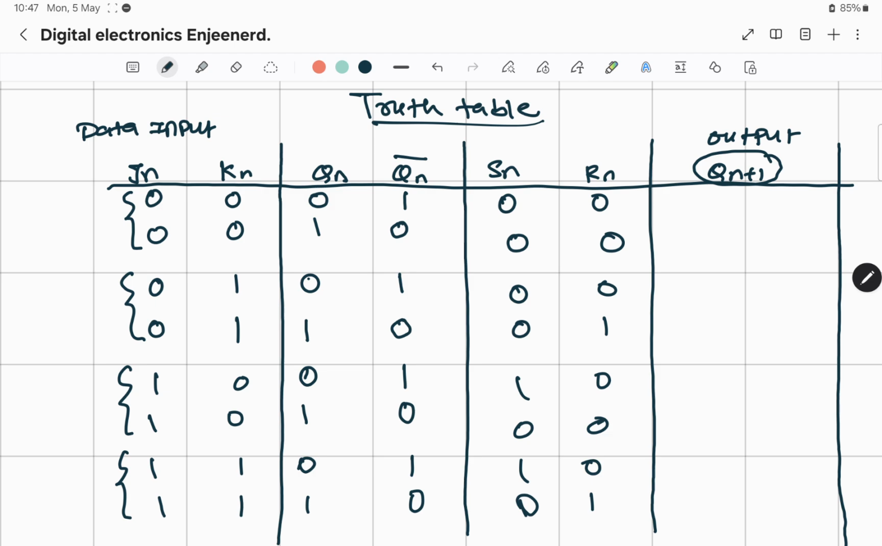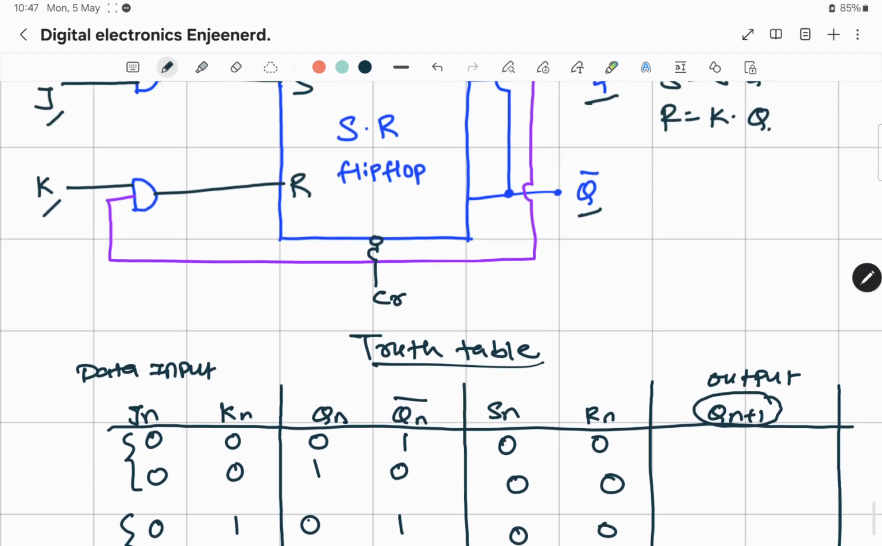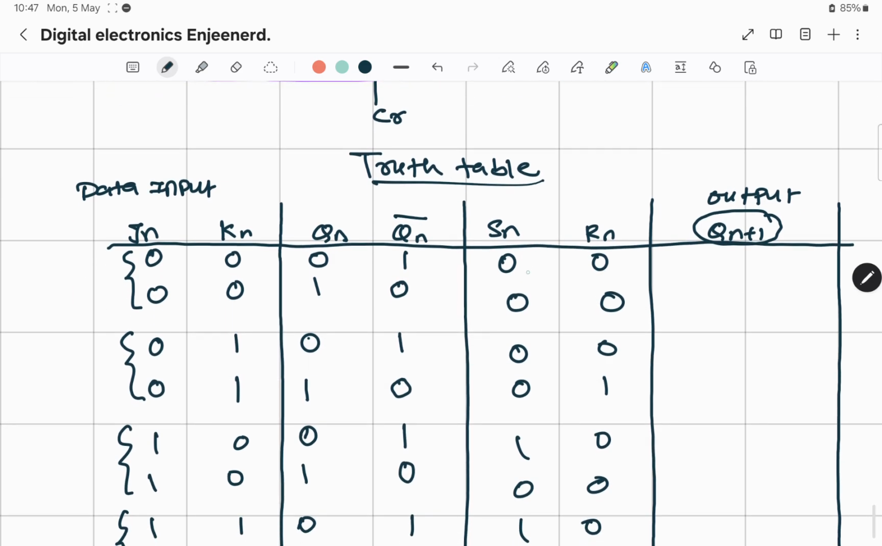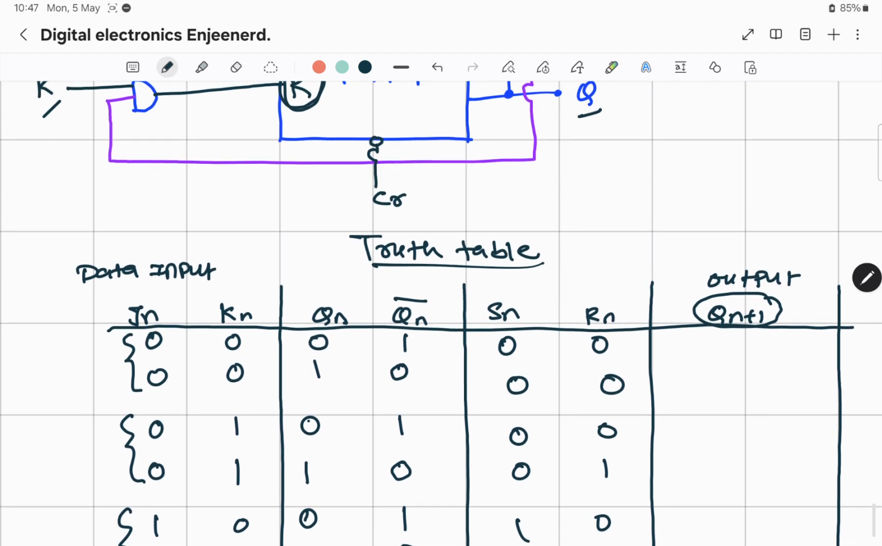Okay, so I have written down the values. Now since the input to the flip-flop is going to S and R, I will use this S and R truth table to get my values of Qn plus 1, right? So S and R I have, I will get the value of Qn plus 1. If you remember the truth table of SR, for 0 0 it is Qn, 0 1 it is 0, 1 0 is 1 and 1 1 is undefined.